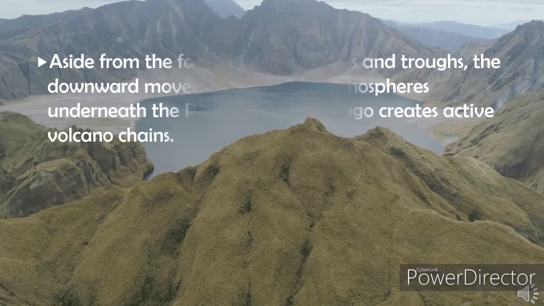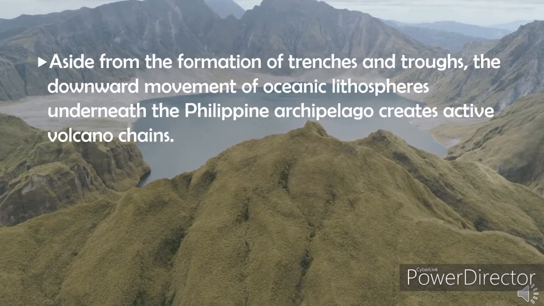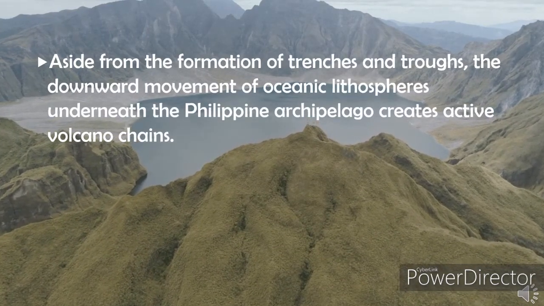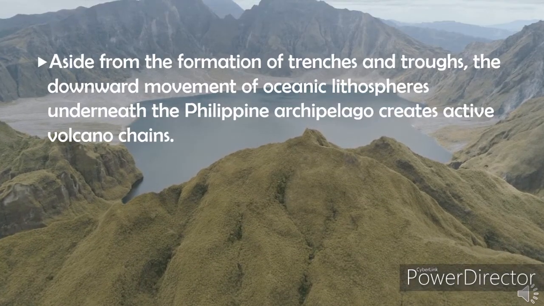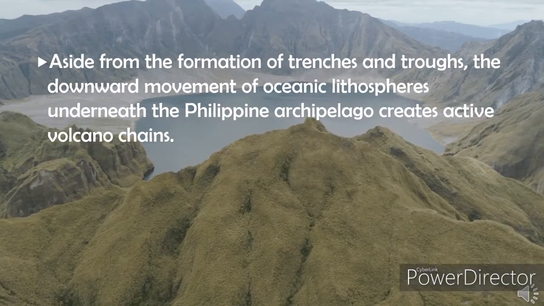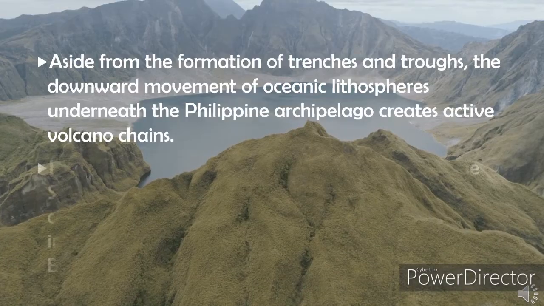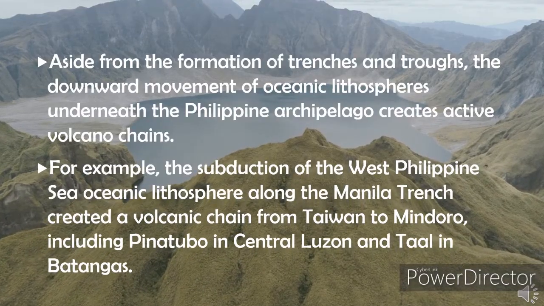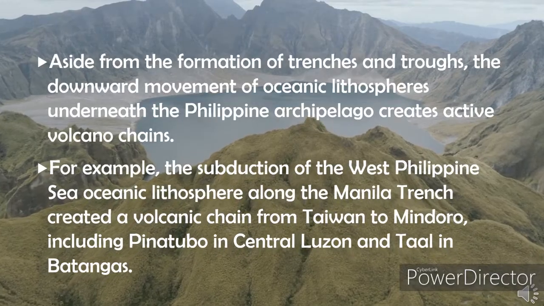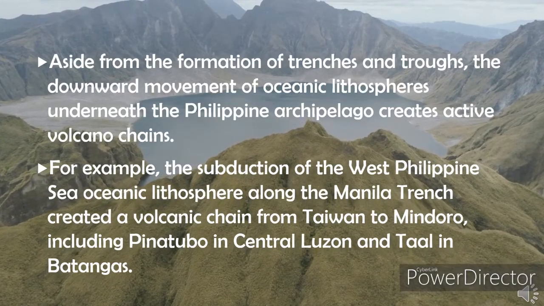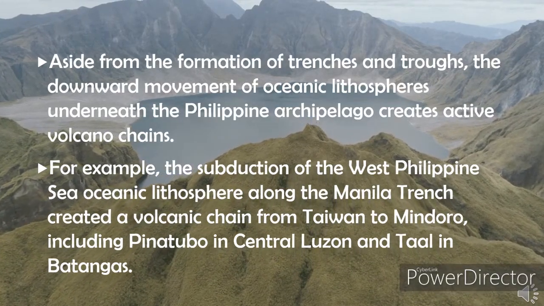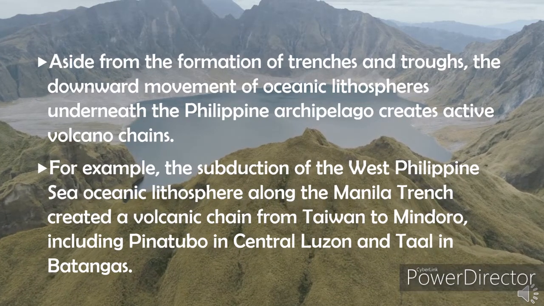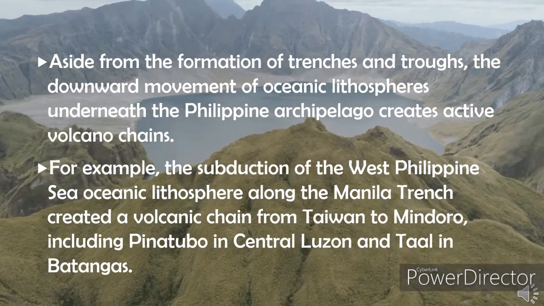Aside from the formation of trenches and troughs, the downward movement of oceanic lithospheres underneath the Philippine archipelago creates active volcano chains. For example, the subduction of the West Philippine Sea oceanic lithosphere along the Manila Trench created a volcanic chain from Taiwan to Mindoro, including Pinatubo in central Luzon and Taal in Batangas.